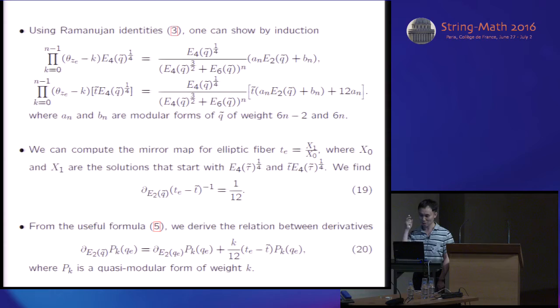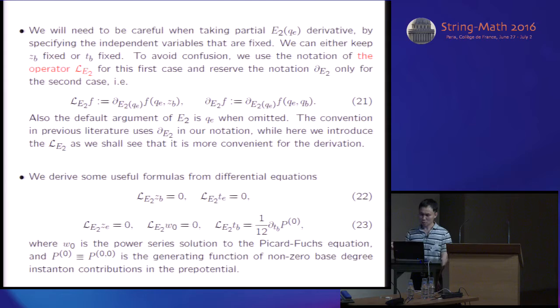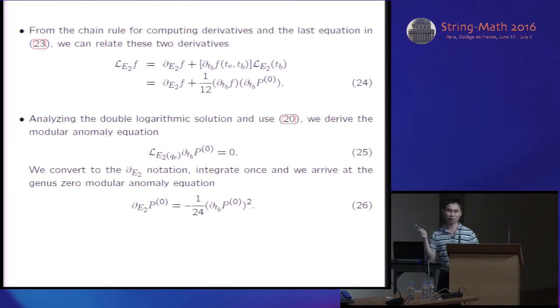So then one can show that the mirror map satisfies certain modular anomaly equations, and you can also relate the modular anomaly with different argument. So here an important notation is that we define the new notation called L2, that is also the derivative of E2, but when you keep the complex structure modulus fixed instead of the mirror map fixed. So after some analysis, we derive some useful formula that I will not give the details here.